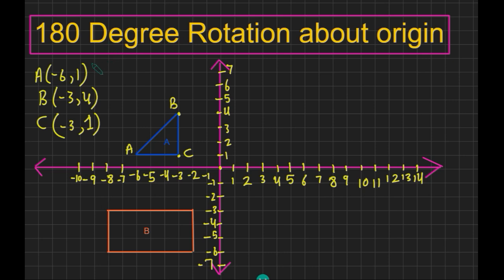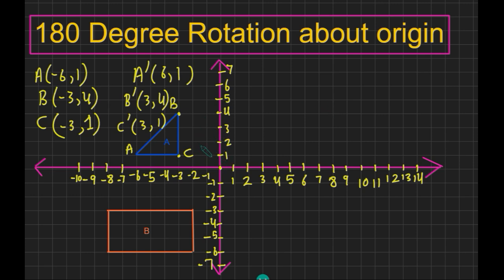In 180-degree rotation, we will not change X into Y and Y into X. We will write the same. A prime is 6, 1, and B prime is 3, 4, C prime is 3, 1. Okay. When we are doing 180-degree rotation about origin, the figure will be in the opposite.